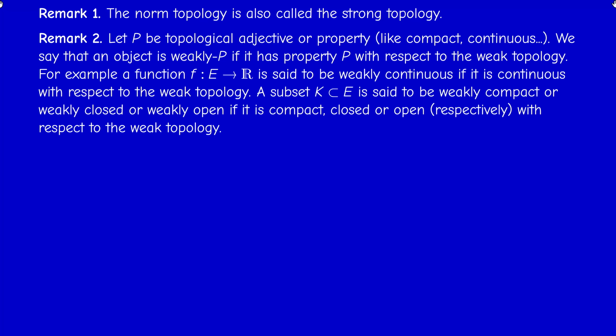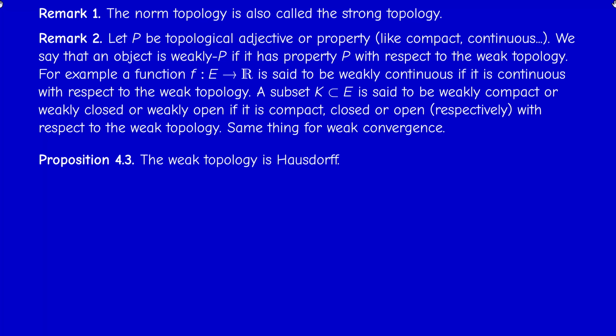A subset K of E is said to be weakly compact if it's compact in the weak topology. Same thing for open, closed, and same thing for weak convergence. So when I say that a set is weakly closed, it means that its complement belongs to the weak topology. A sequence is weakly convergent if it's convergent in the weak topology, which means that every neighborhood of the limit contains the sequence starting from a certain rank.